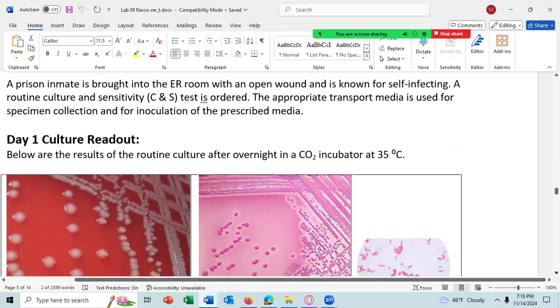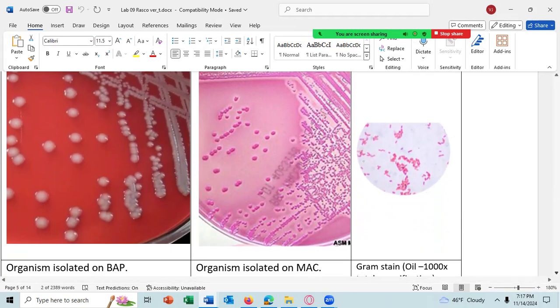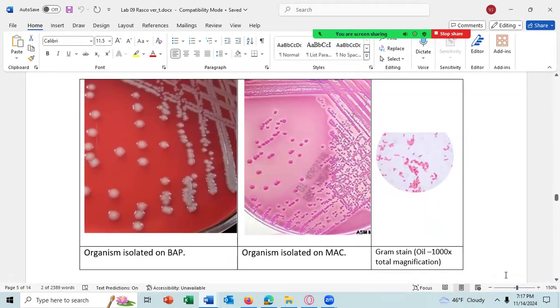Case study 1: a prison inmate is brought into the ER with an open wound, and he's known for self-inflicting. A routine culture and sensitivity test is ordered. The appropriate transport media is used for specimen collection and inoculation. And then we have his growth on a blood agar plate, and that's showing you some information about hemolytic activity of the bacteria. Let me shrink that down a little. And then we have the bacteria grown on MacConkey's plate. It's growing, so that means it's gram negative. And it's pink, so that means something.